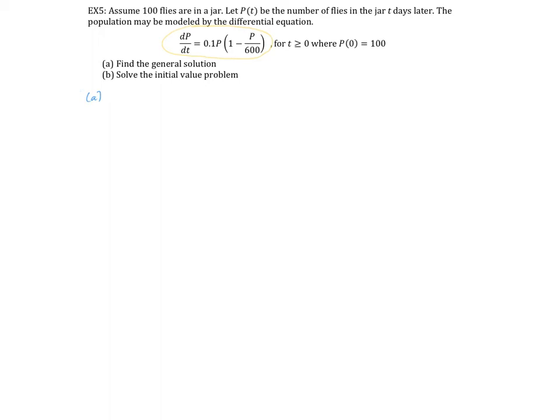well, the first thing I want to do is see if it's separable, and it actually is. Now I can leave the 0.1 on the right-hand side or just bring it over, but I think I'm going to leave it on the right-hand side so that my computations are simpler on the left-hand side. So if I divide both sides by P times 1 minus P over 600, what I get is 1 over P times 1 minus P over 600 times the derivative of P over t is equal to 0.1.